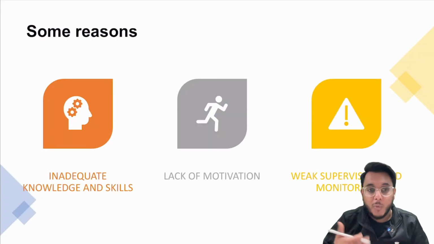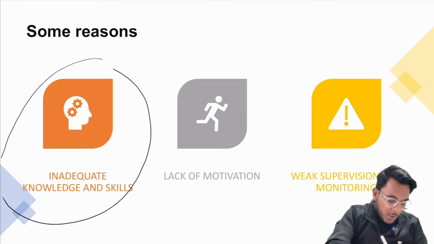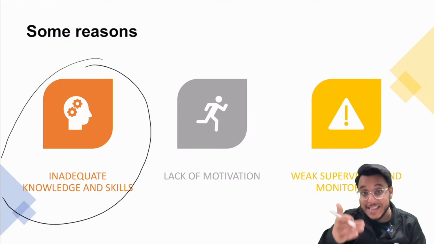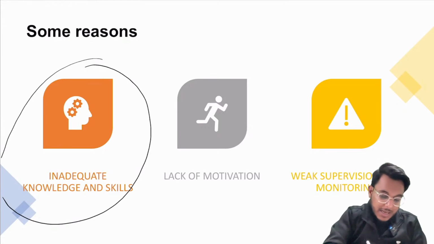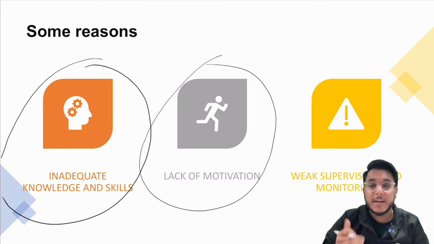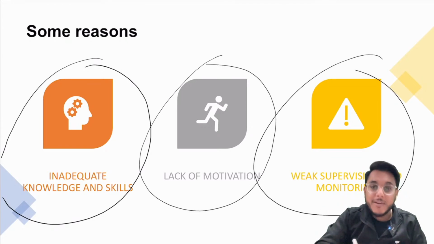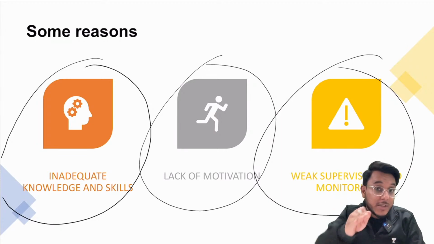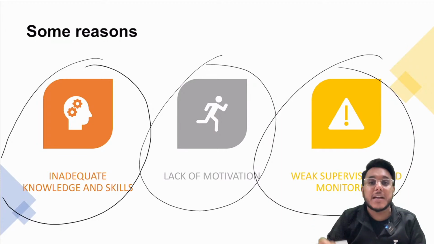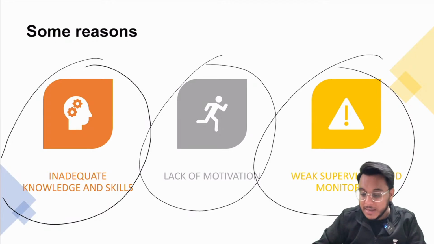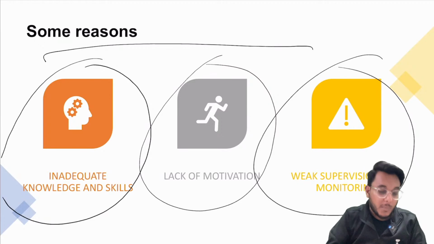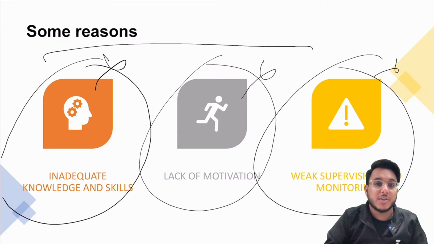So now, what are the reasons that the implementation is not effective? There is inadequate knowledge and skill sets in the implementing officers, lack of motivation, and weak supervision and monitoring. These are the officers in charge of implementing Make in India and the ease of doing business. These officers have multiple problems. Knowledge sets are weak, motivation is not there, supervision is not there.